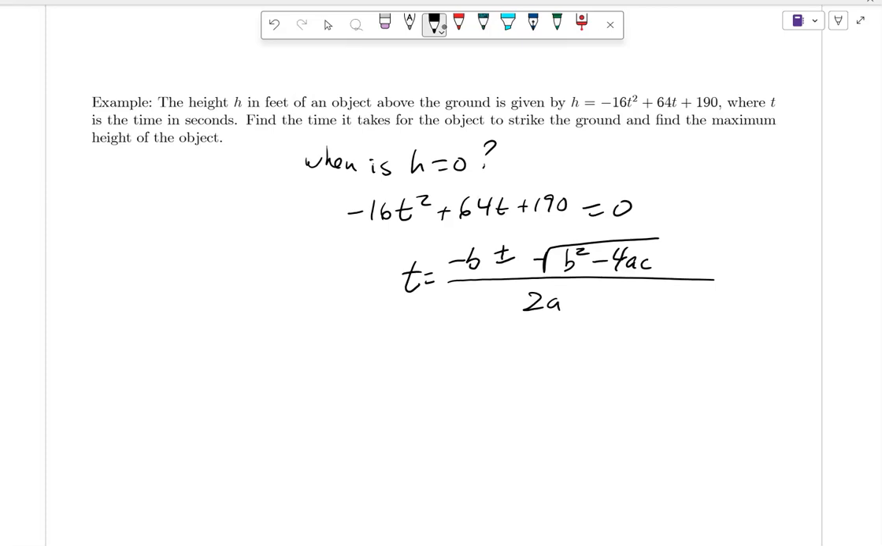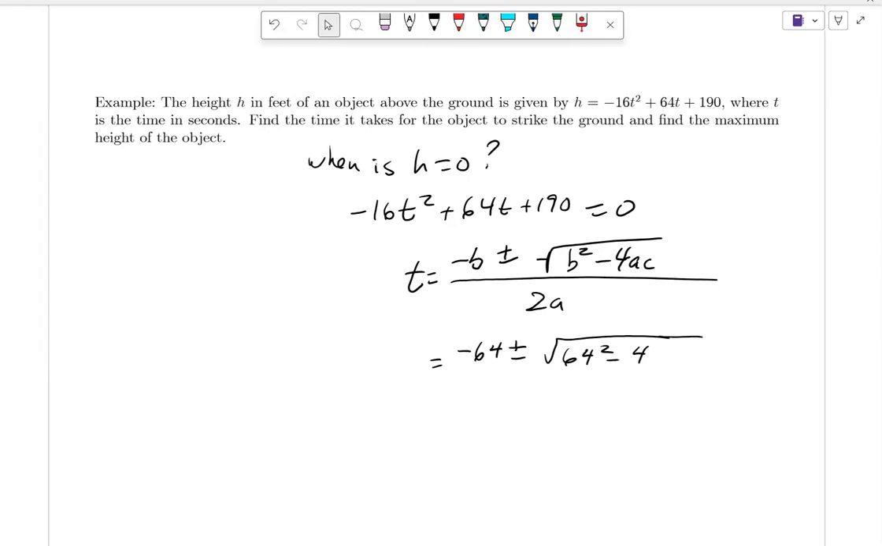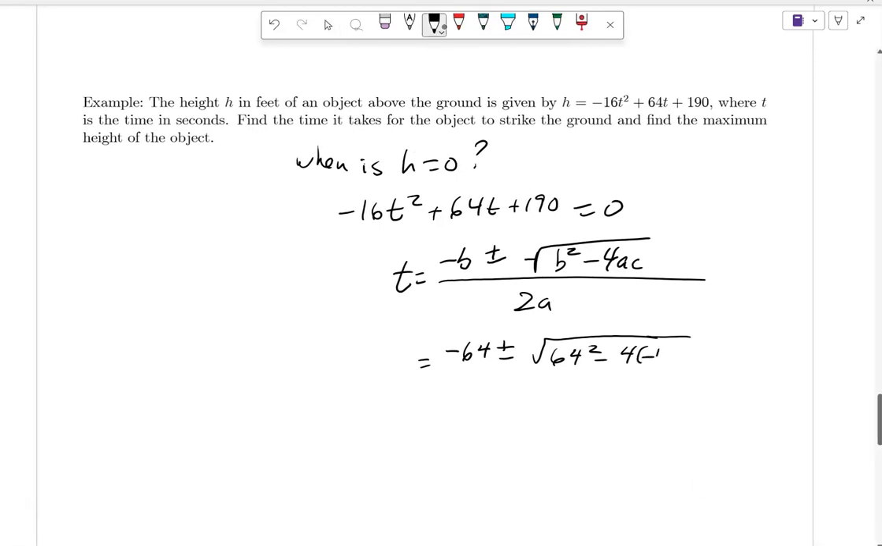All right. So in this case, what's b? 64. So you get negative 64 plus or minus the square root of 64 squared minus 4 times, what's a? Negative 16 times 190, and then it'll be all over 2 times negative 16. Good.